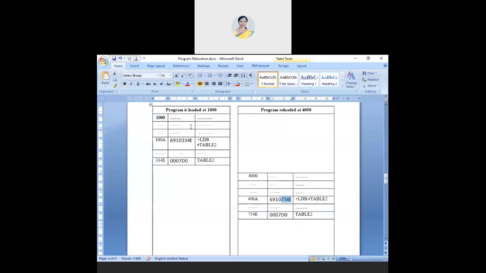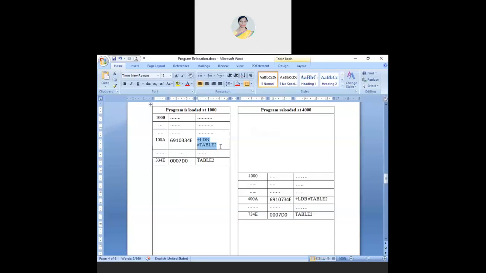Fine. So this is the pictorial representation. What do you mean by program relocation? I want to load at this address, but I don't have that memory free, so it will be relocated or reloaded at 4000. When it is reloaded at 4000, this address has to be changed. So what does the assembler do? The assembler gives the instruction saying that at this particular address, make the changes. Why so? Because these are address sensitive instructions.